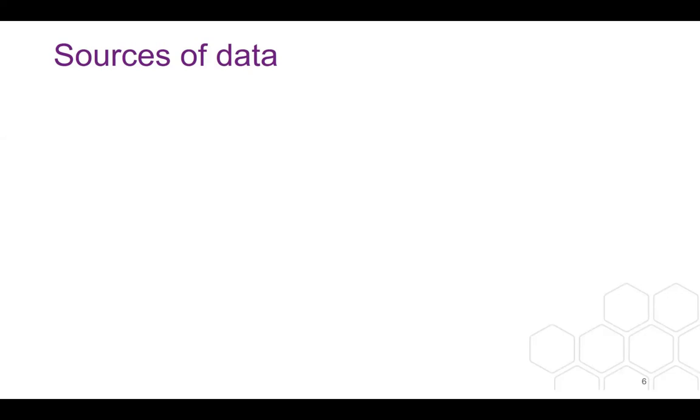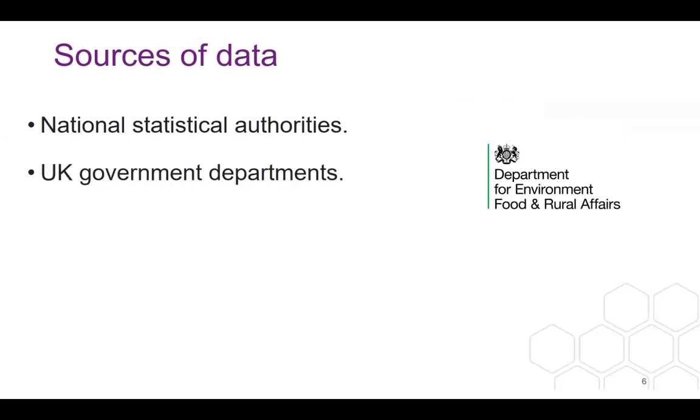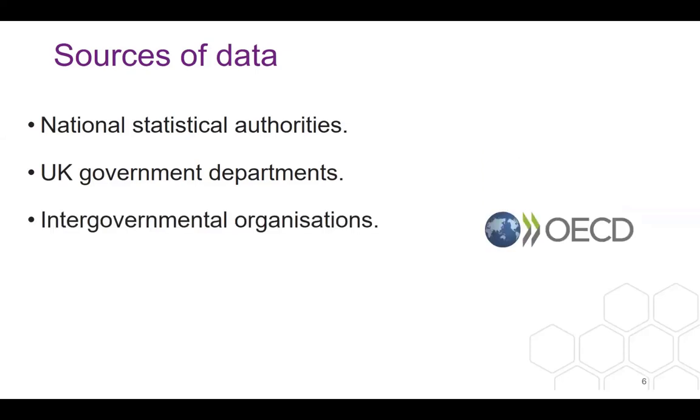Some of the most prominent sources for the data we hold are the National Statistical Authorities, which include the Office for National Statistics, ONS, National Records of Scotland, and the Northern Ireland Statistics and Research Agency. We also have data from UK government departments, which include the Home Office, the Department for Environment, Food and Rural Affairs, DEFRA, the Department for Business, Innovation and Skills, and the Department for Work and Pensions. We also have data from intergovernmental organizations, which include the IMF, the Organisation for Economic Co-operation and Development, and the World Bank.